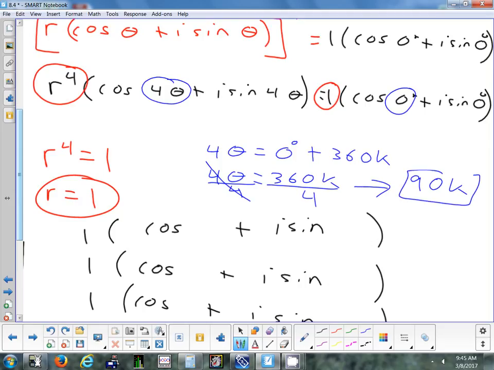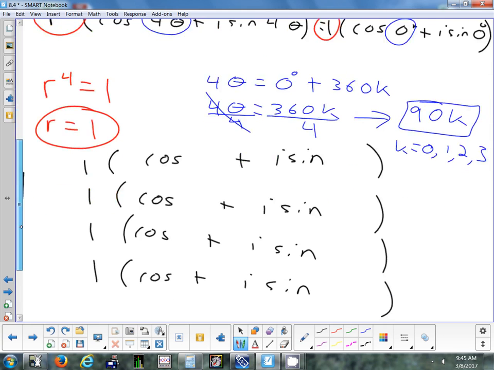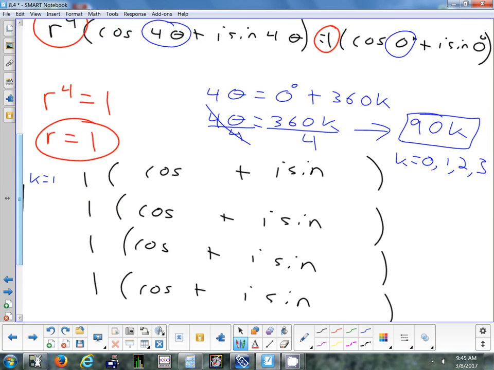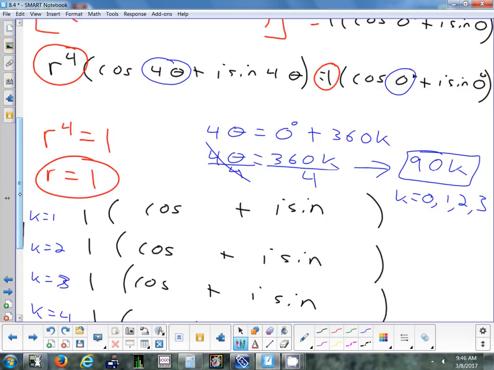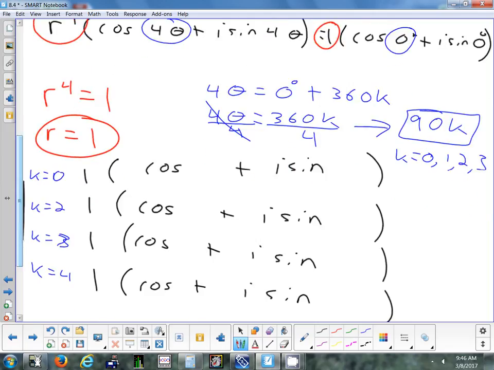90k. There's your formula. And what values are you going to let k equal to get the 4 numbers to put in these 4 spots? 0, 1, 2, 3. So this one will be k equals 0, 1, 2, 3. I'm sorry, I wrote that wrong. You guys said it correct.